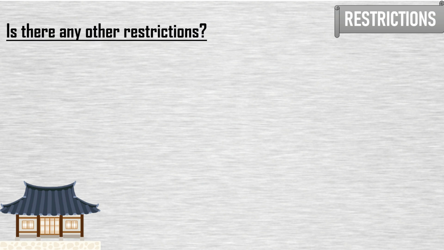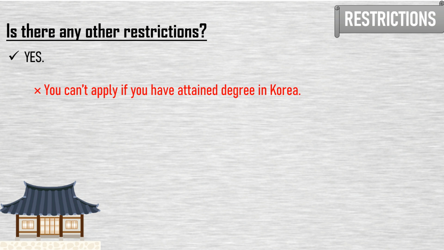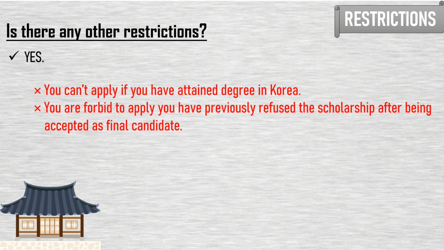Don't worry. The next one is about restrictions. Is there any other restriction? Yes. You can't apply if you have attained a degree in Korea. So if you were a regular student in Korea, you cannot apply for this. You are forbidden to apply if you have previously refused the scholarship after being accepted as a final candidate. So they will announce the final candidate list, and by that day, for example, you said, oh, I don't want to go to Korea, so you are forbidden to apply the next year.